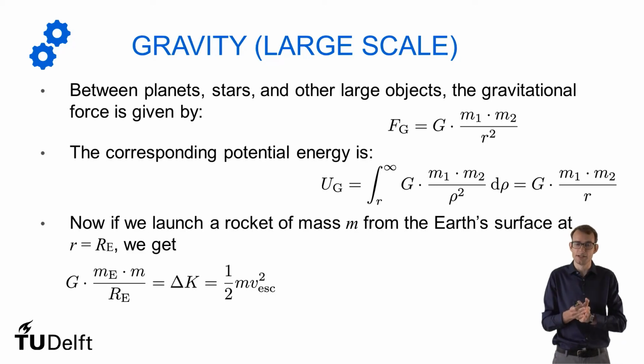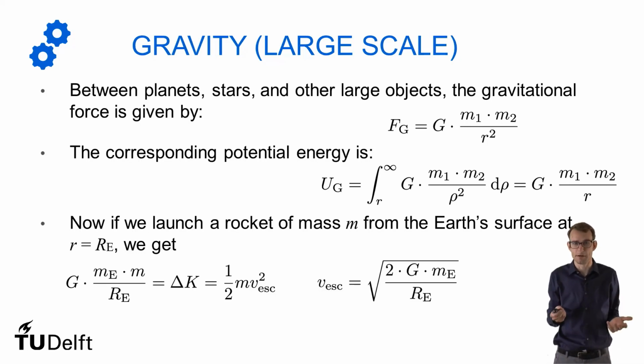So in the potential energy, we're now going to substitute the mass of the Earth and the mass of the rocket, and dividing by the radius of the Earth, and we equate that to the kinetic energy, which is still a half times the mass times the velocity squared. Again, the mass of the rocket doesn't matter, it drops out, and the escape velocity is given by this square root. And you see, things that come up here are this universal gravitational constant, the mass of the Earth, and the radius of the Earth.